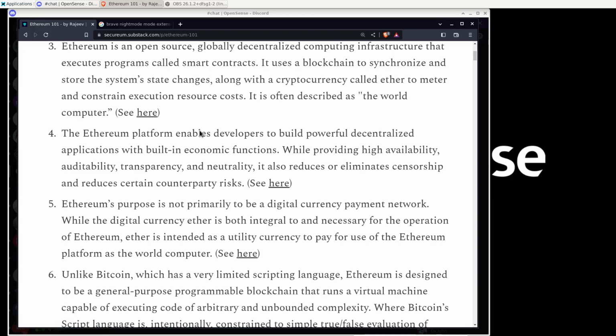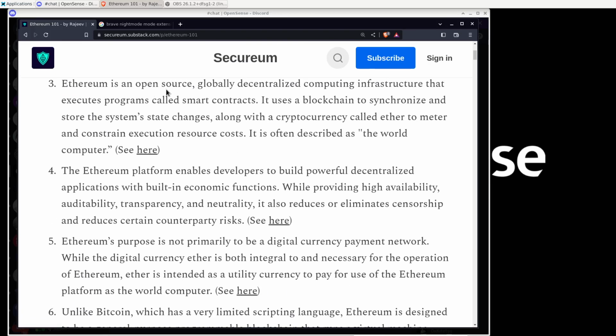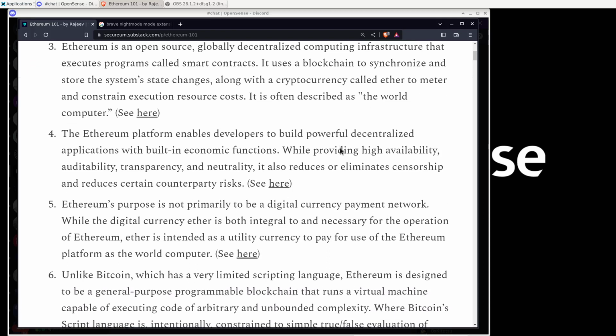So Ethereum is open source. Ethereum is an open source, globally decentralized computing infrastructure that executes programs called smart contracts. It uses blockchain to synchronize and store state changes, along with a cryptocurrency called Ether to meter and constrain execution's resource costs. It is often described as the world computer.